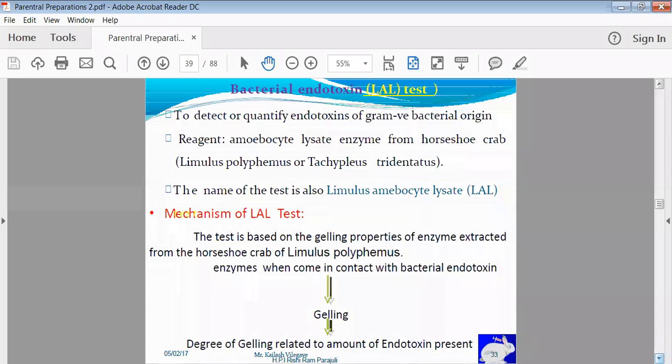The horseshoe crab has one potent type of enzyme, that is called the amebocyte lysate enzyme. So this amebocyte lysate enzyme is obtained from the horseshoe crab, and then that enzyme is used to check the presence of endotoxin. Generally, this enzyme has the ability to convert into a gel as soon as it comes in contact with the endotoxin or the pyrogens. It means that the enzyme turns into a viscous liquid because of the presence of the endotoxin. So on this basis we can detect the presence of the endotoxin or the pyrogen.